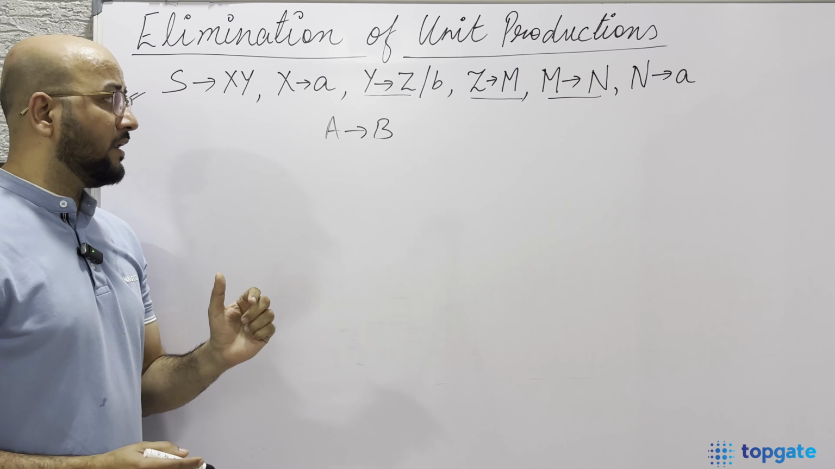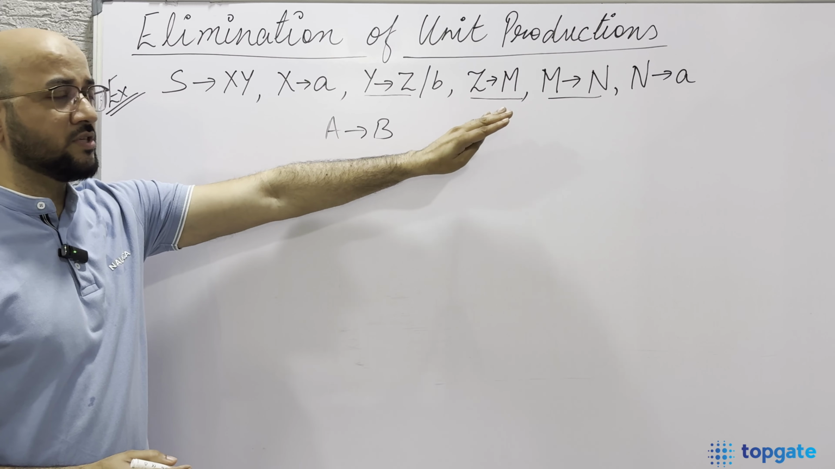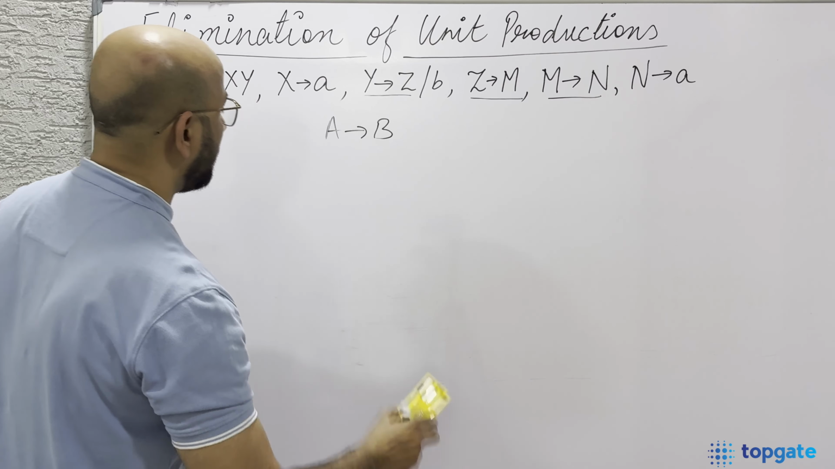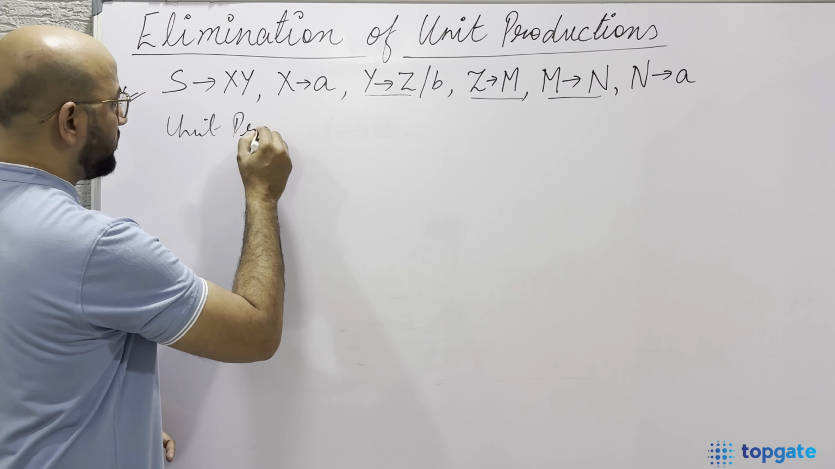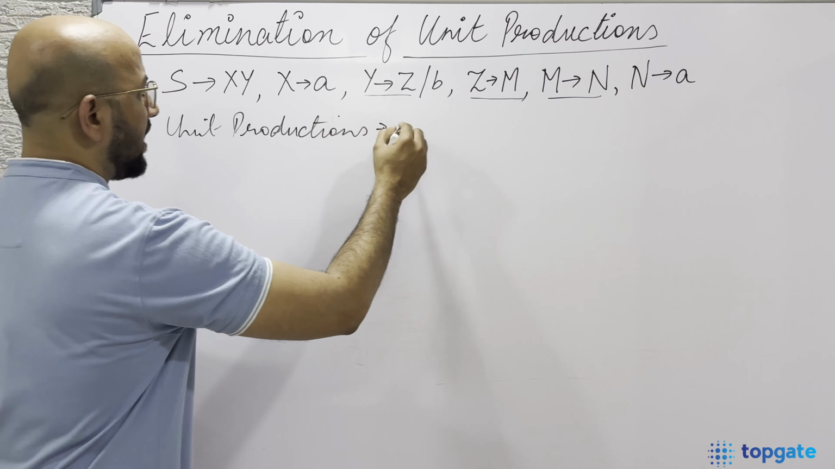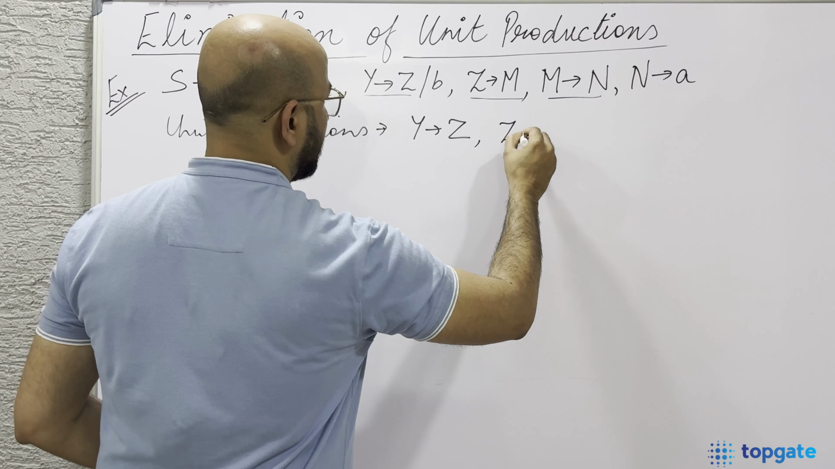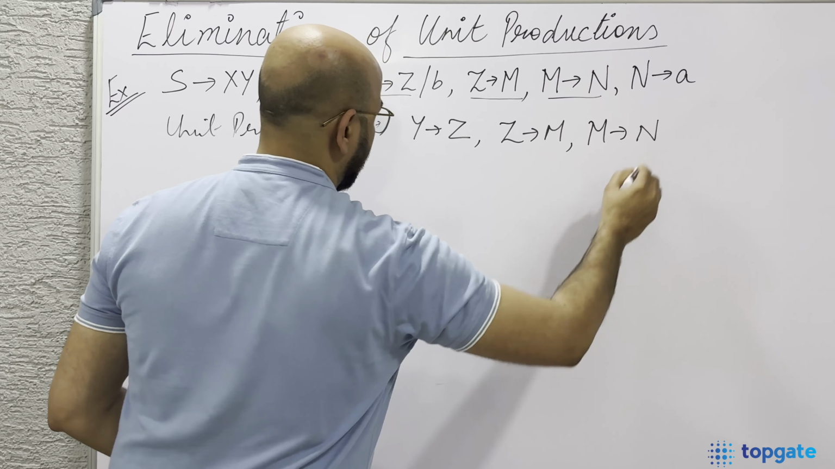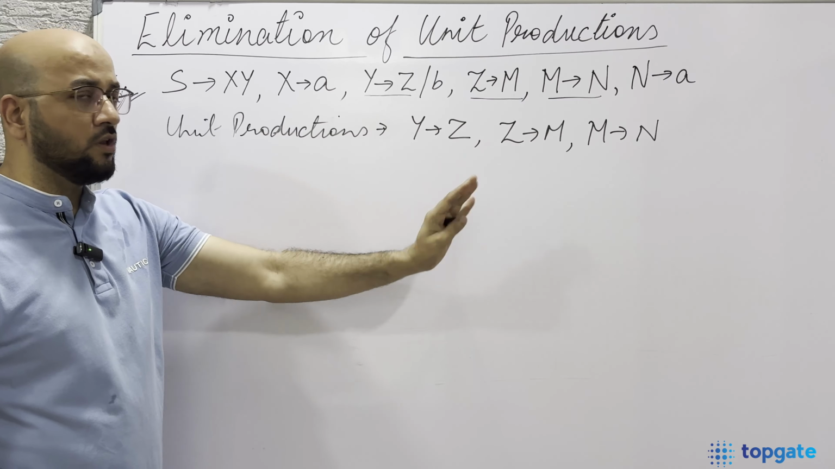But we cannot eliminate them directly. We have to make certain changes to the grammar, and only then can these unit productions be eliminated. Let's see how we do this. First I'll write all the unit productions in my CFG. The first one is y tends to z. The second one is z tends to m, and the third one is m tends to n. Clear?